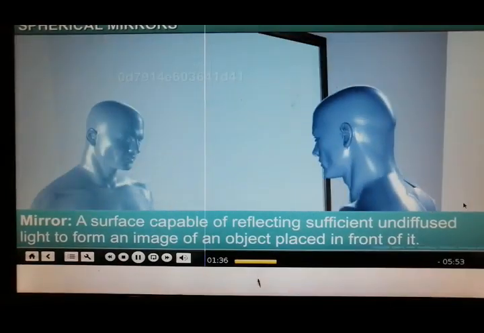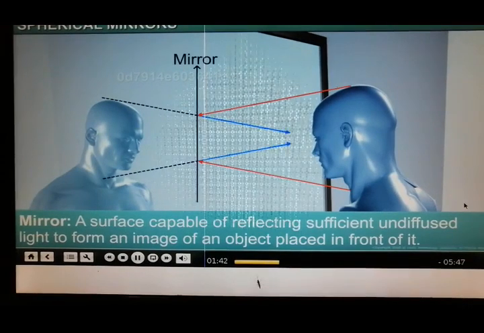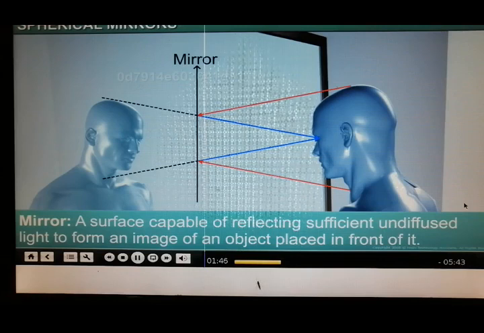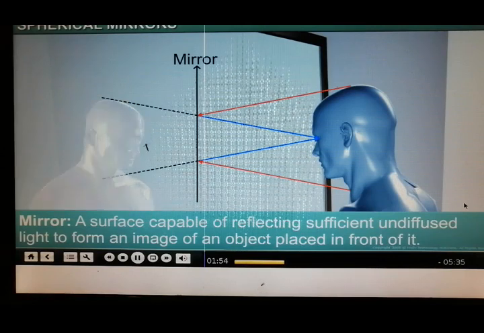The laws of reflection affect our daily lives in many ways. In fact, we verify these laws every time we look into a mirror, which is a surface capable of reflecting sufficient undiffused light to form a likeness of an object placed in front of it. The likeness showed by a mirror is called an image.